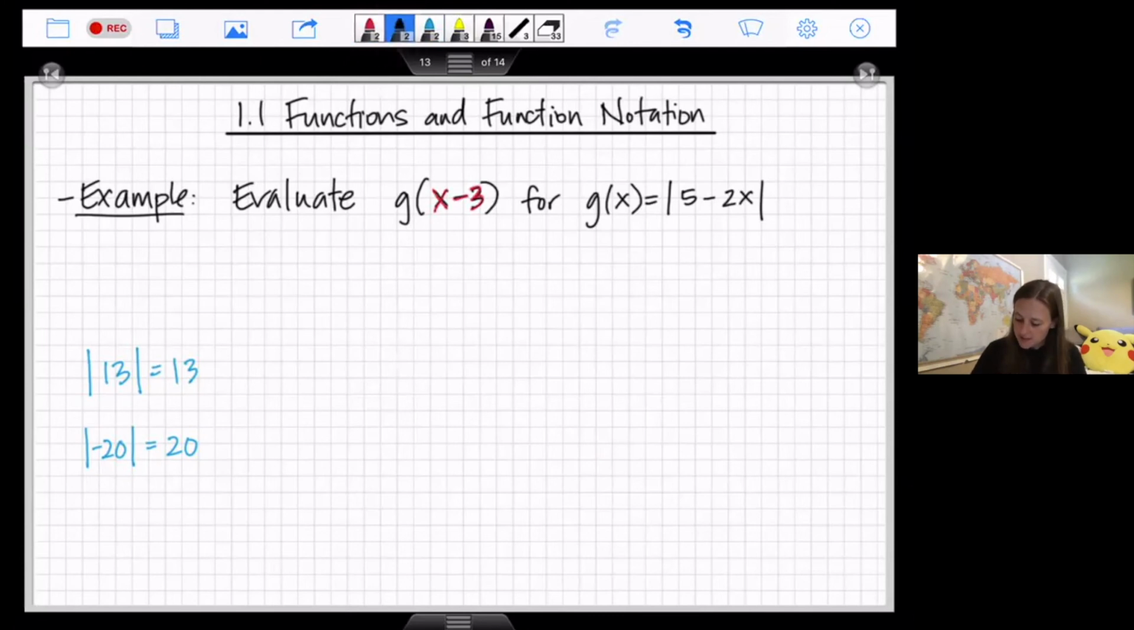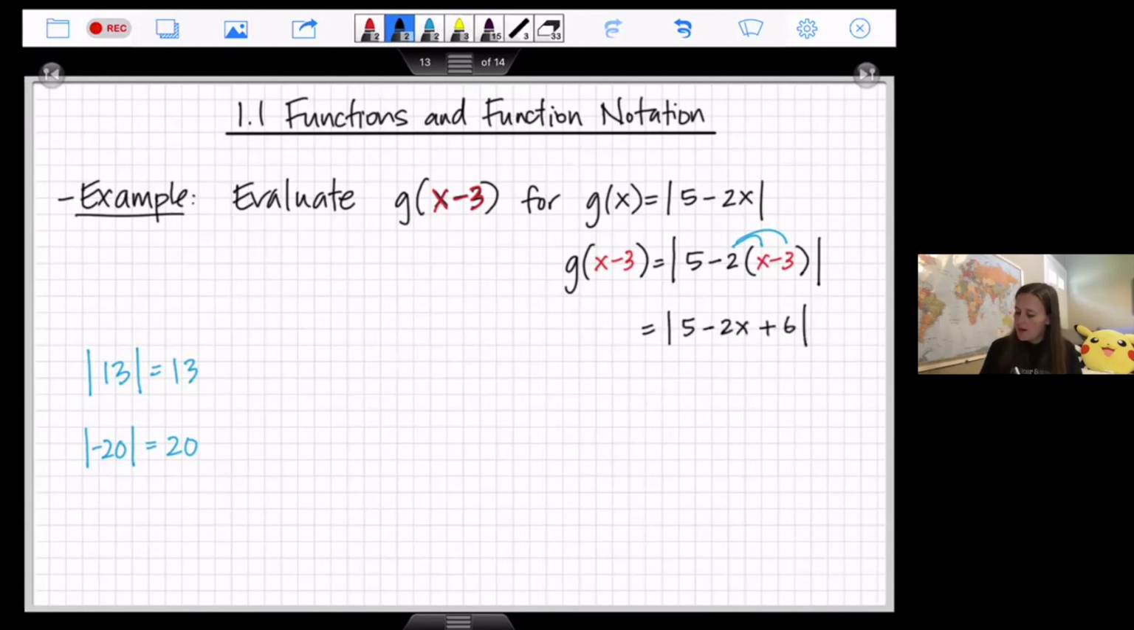So I'm going to go over to g of x. Everywhere there was an x, I'm going to leave a window. And then we're going to plug in wherever there's an x, x minus 3. All right, and then simplify if you can. So I can distribute this 2. We could do that. So I've got 5 minus 2x plus 6. And then I can combine the 5 and the 6, and that's going to be about it. I can say absolute value of 11 minus 2x, or negative 2x plus 11, whatever makes you happy. And then leave it in the absolute value bars. Definitely don't change that negative into a positive.